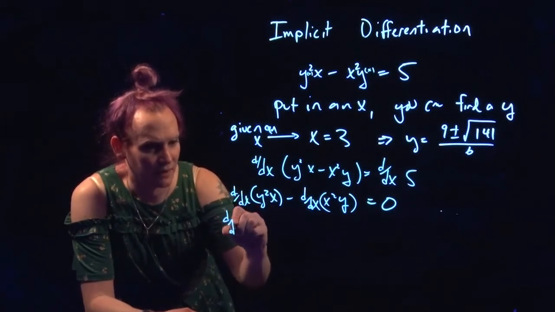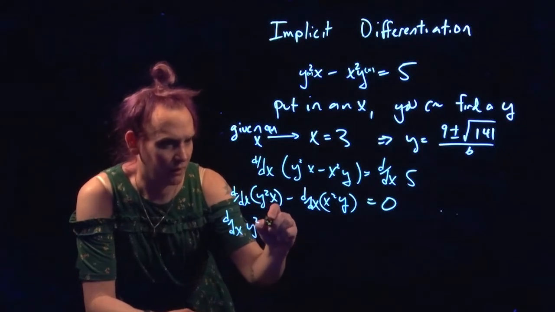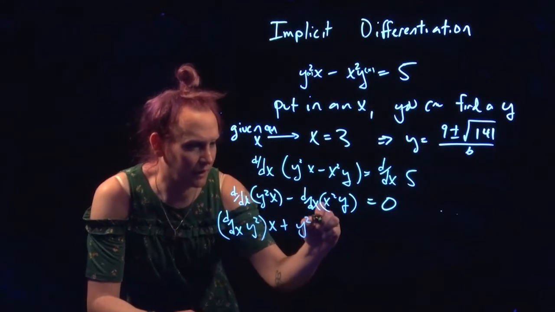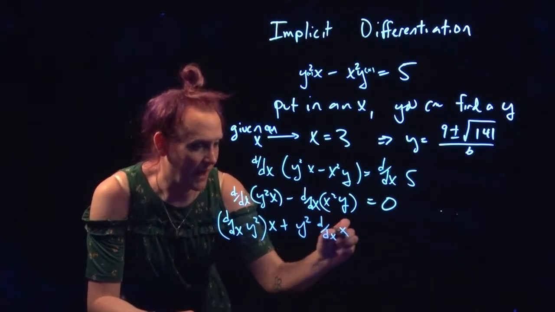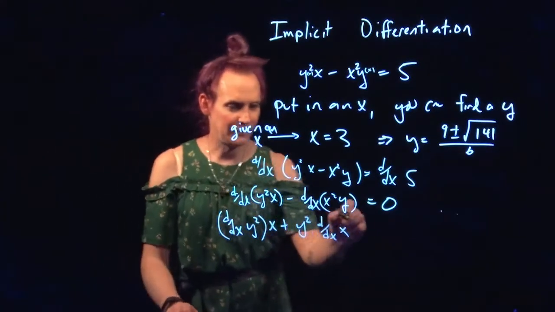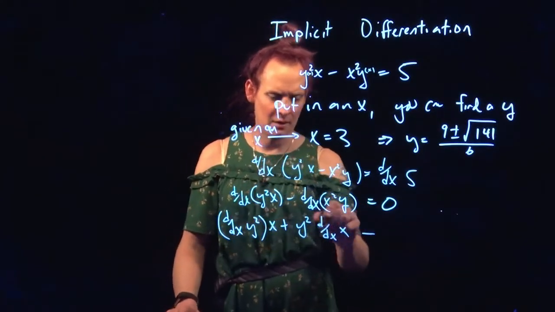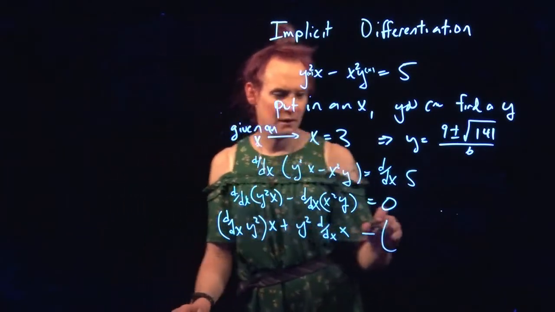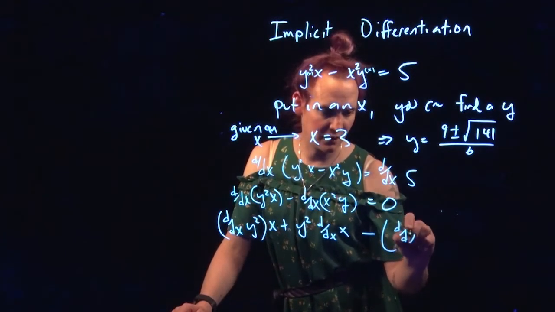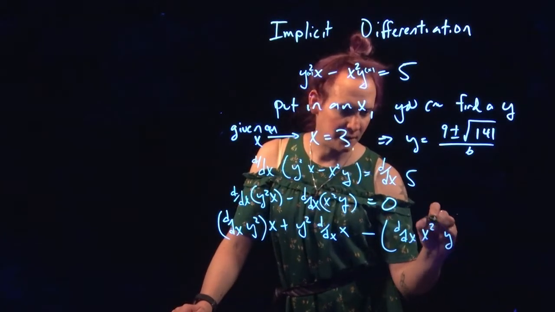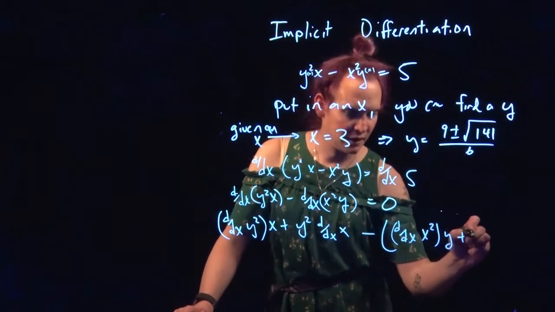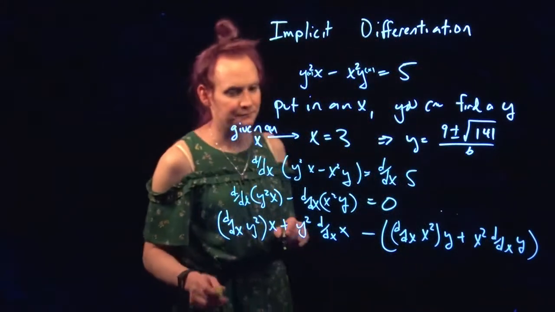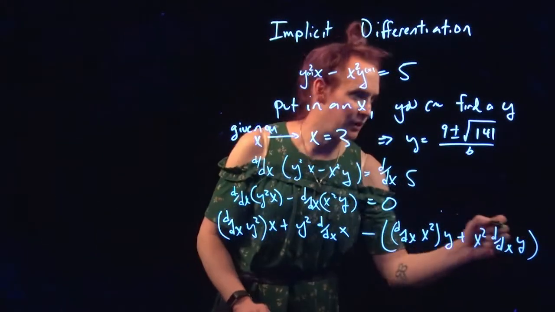So I'm going to have d/dx of y squared times x plus y squared times d/dx of x, minus, now I'm going to use the product rule on this expression right here. Careful of those parens. d/dx of x squared times y plus x squared times d/dx of y equals 0.